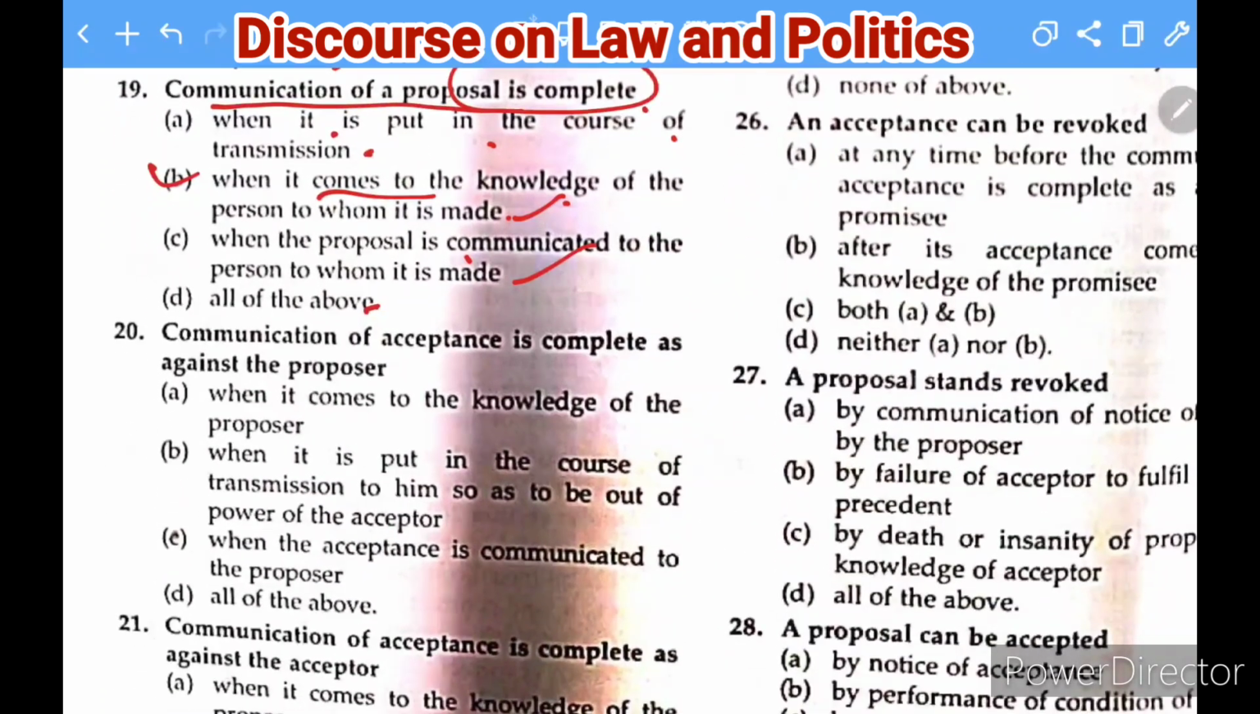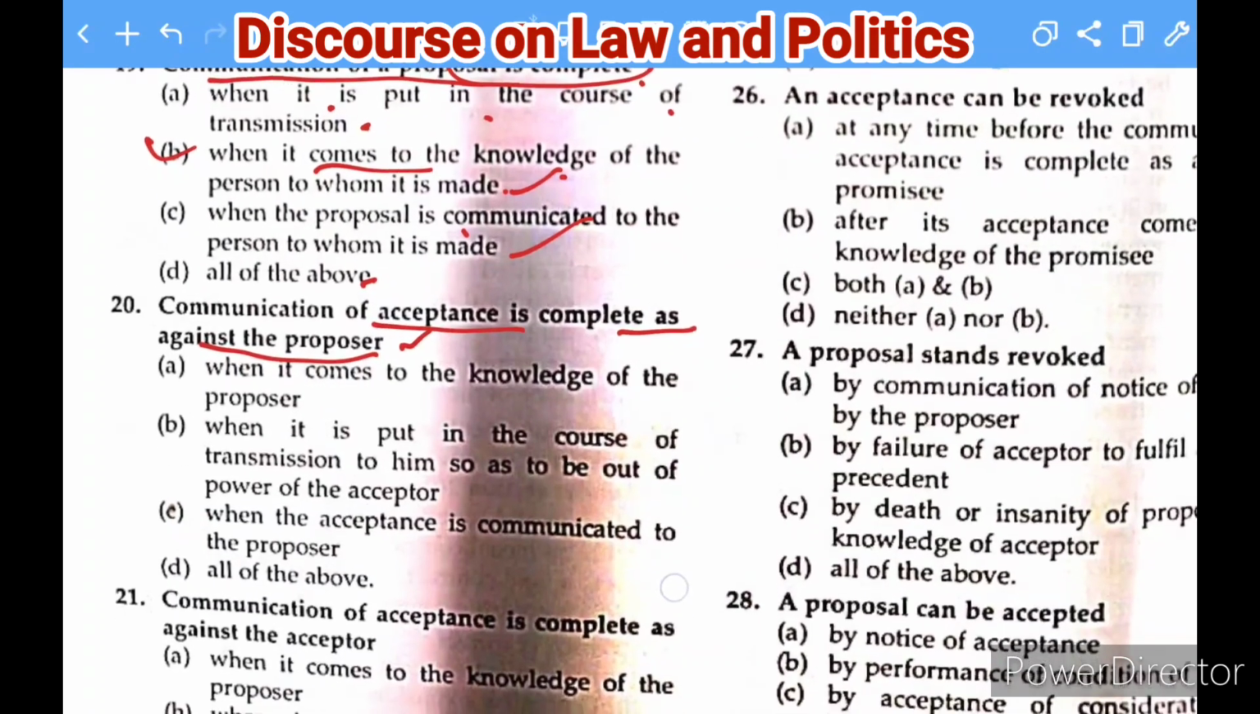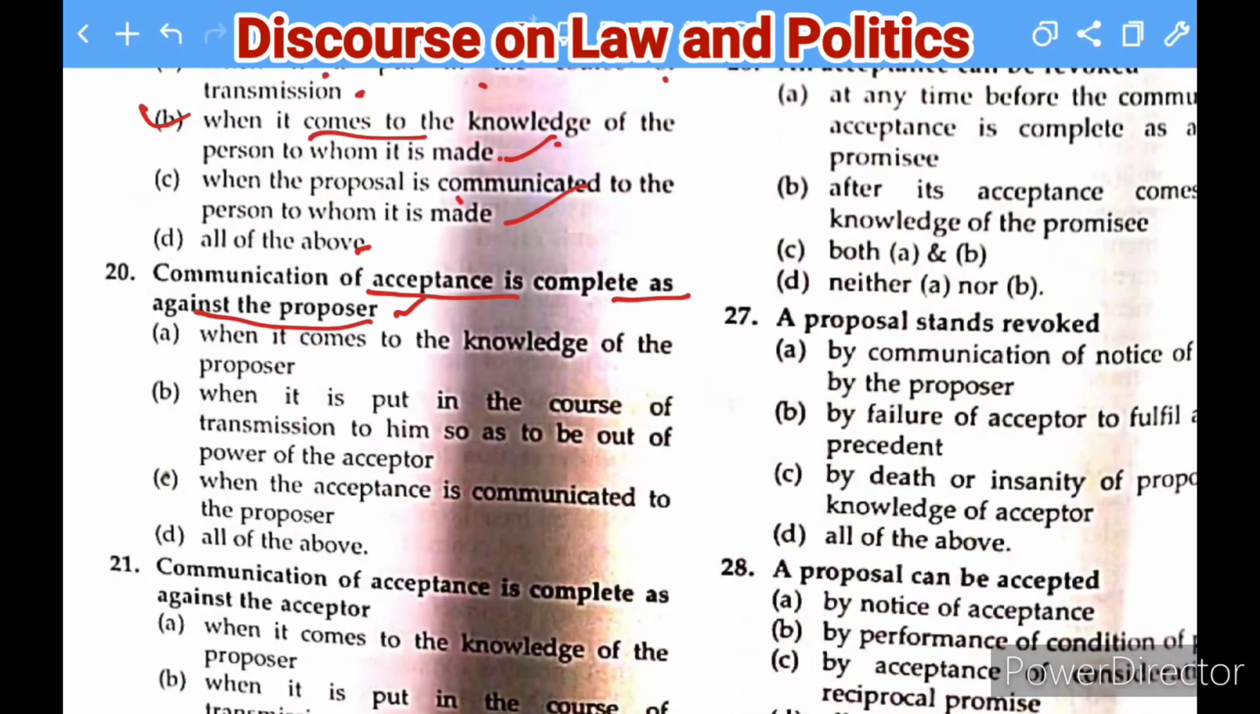Okay. Moving to the next question: communication of acceptance is complete as against the proposer. The options given here: when it comes to knowledge of the proposer, when it is put in the course of transmission to him so as to be out of power of the acceptor, when the acceptance is communicated to the proposer, and last, all of the above. So communication of acceptance is complete as against the proposer.